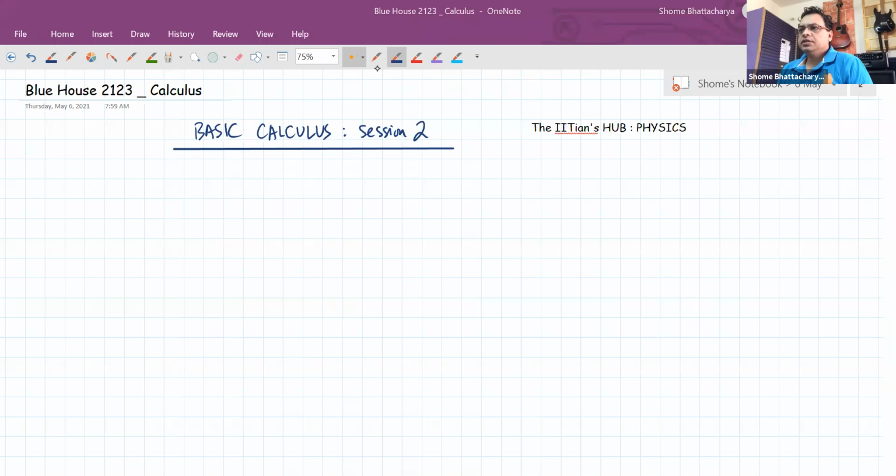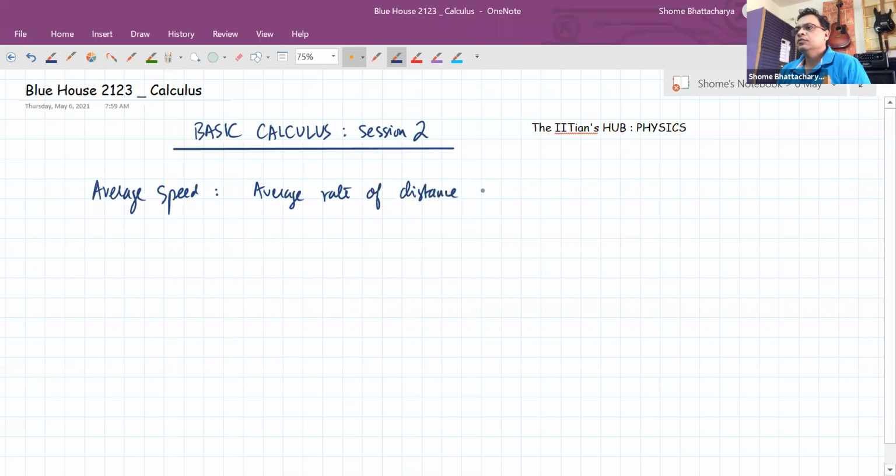So yeah, as I was saying, just to recap what we have done in the previous lecture. We were talking about instantaneous speed versus average speed. We had seen that average speed is the average rate of distance covered with respect to time. Or in more everyday language, you might just say distance traveled divided by time taken.